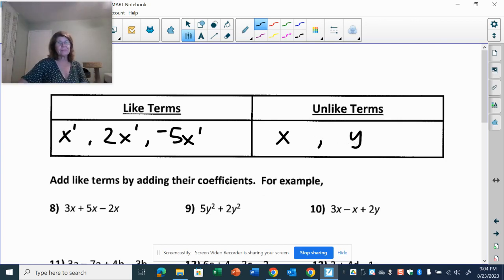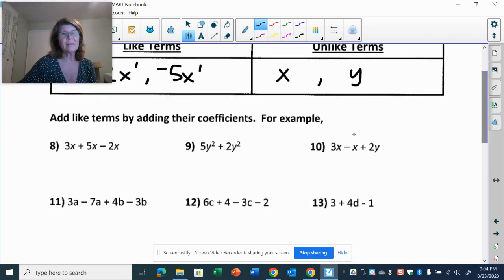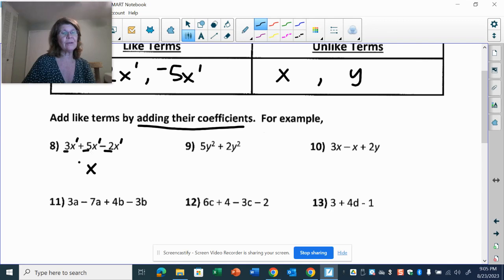So let's practice. We're going to add the like terms by adding their coefficients. So these are the coefficients, the number in front. They are all like terms because they're all x to the first power. So I'm going to end up with an x. It's kind of like if I take 3 oranges and 5 oranges and take away 2 oranges, they're all oranges. So they're all x's, so you're going to end up with an x. And then you do the coefficients. 3 plus 5 is 8, minus 2 would be 6. That's it. That's all there is to it.